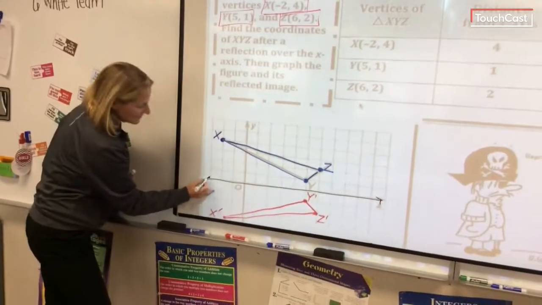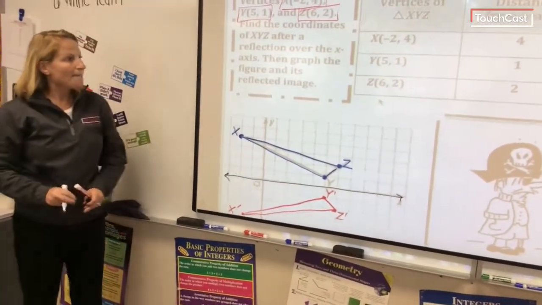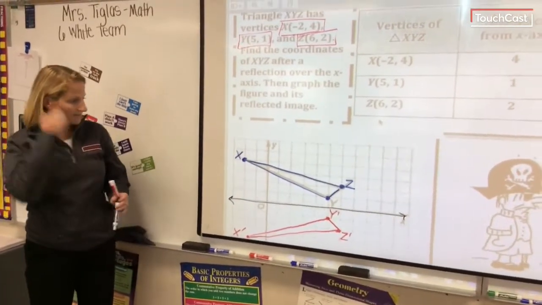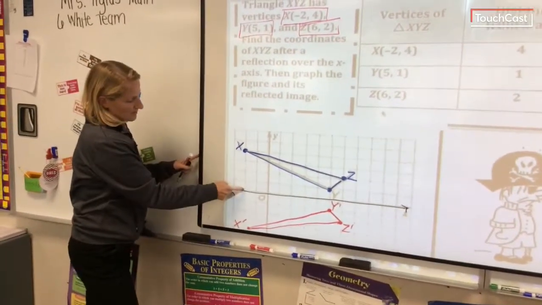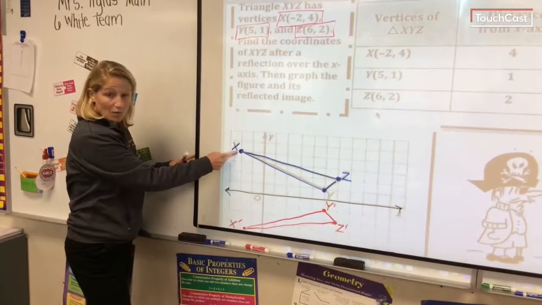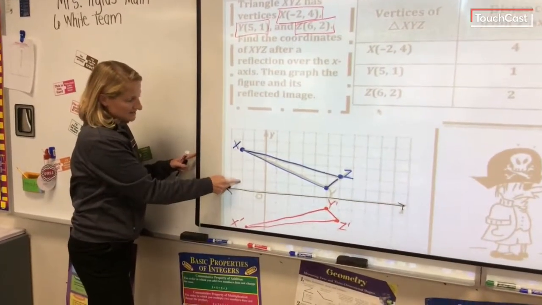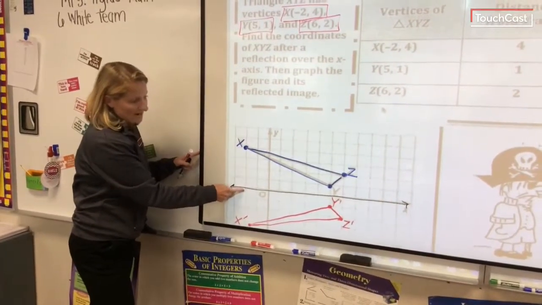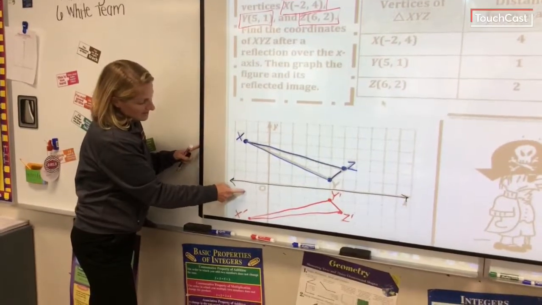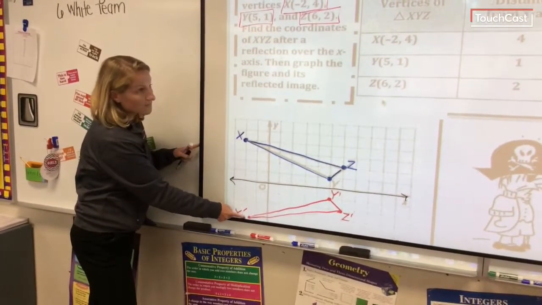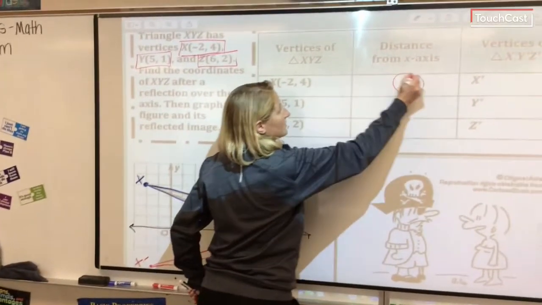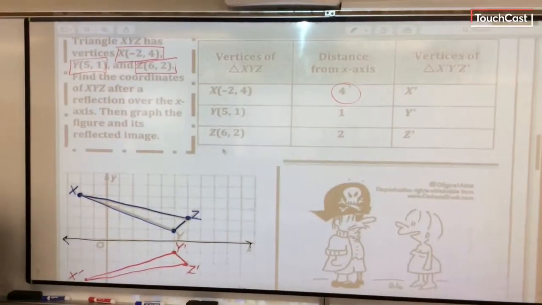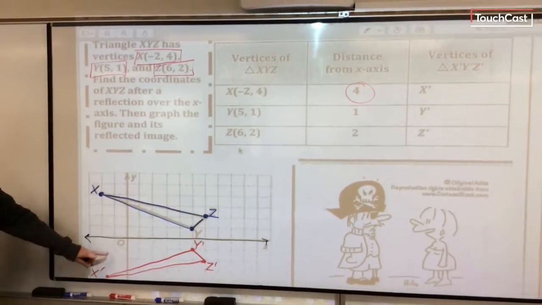Okay? They've already drawn it for us in our notes, but let's take a look at what's happening. Our original point x, remember, was 1, 2, 3, 4 units away from the x-axis. When we look at our new point x in the reflected figure, it is 1, 2, 3, 4 units away from the x-axis, which is exactly what we're given right here.